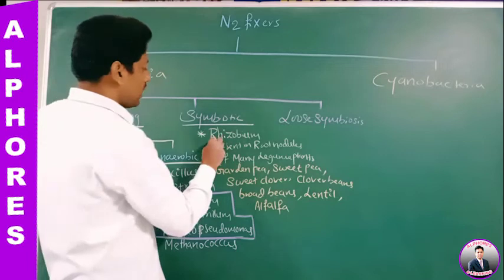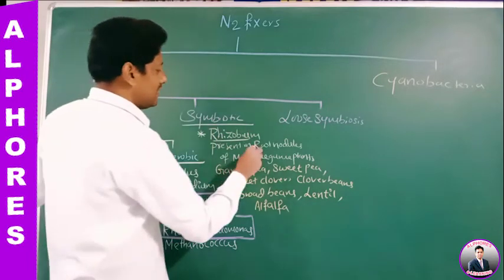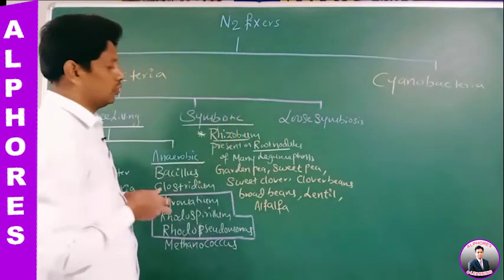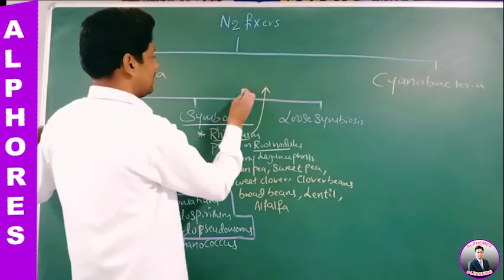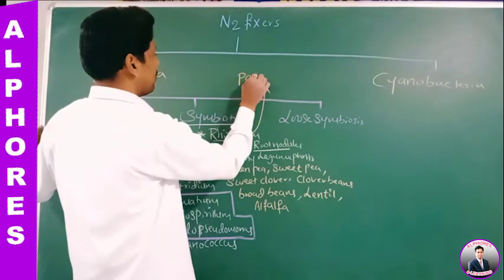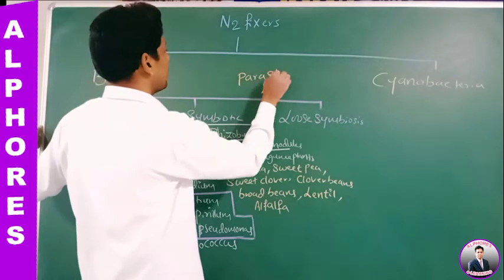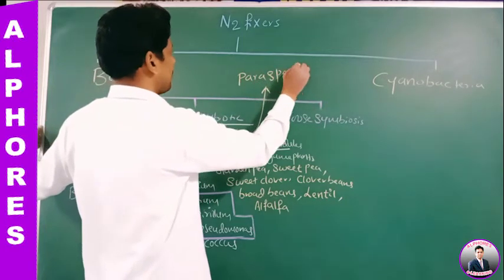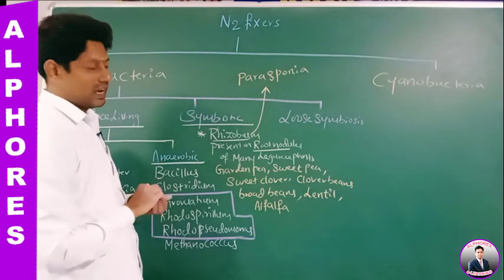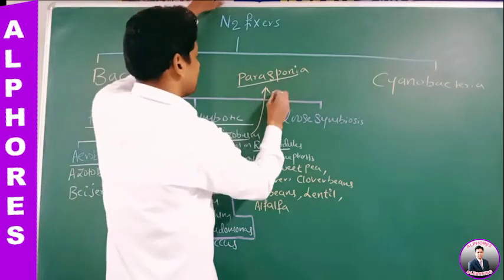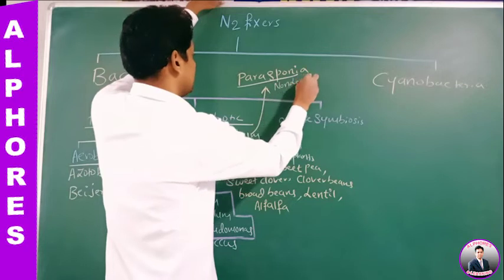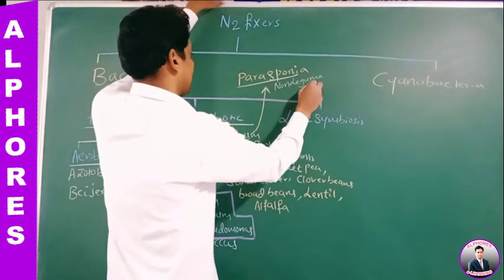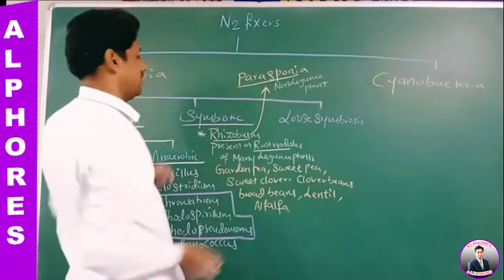Sir, these are some legume plants in which you are going to see rhizobium bacteria in their root nodules. This rhizobium bacteria is present even in a plant by name Parasponia. But Parasponia is not a legume plant. It is a non-legume plant.